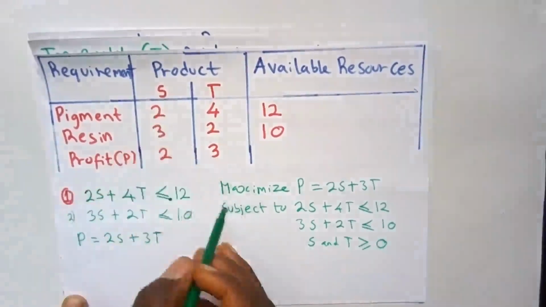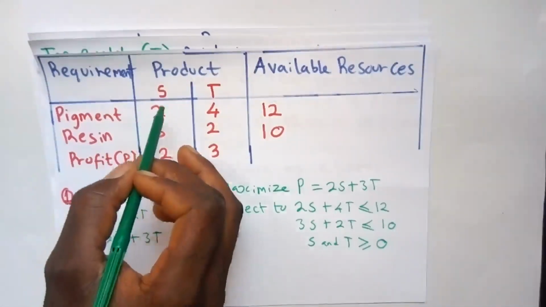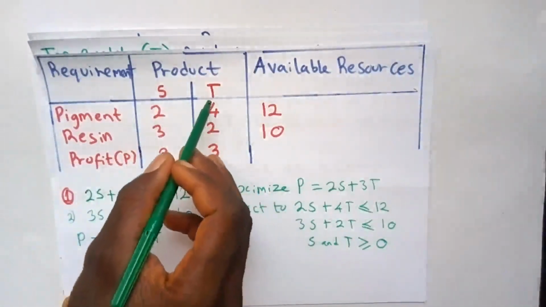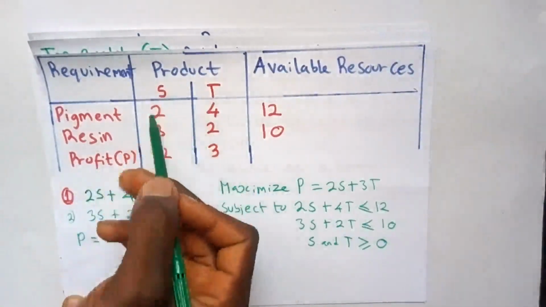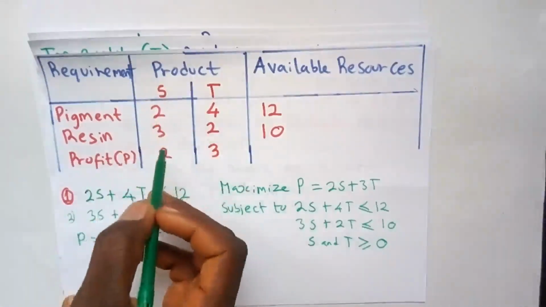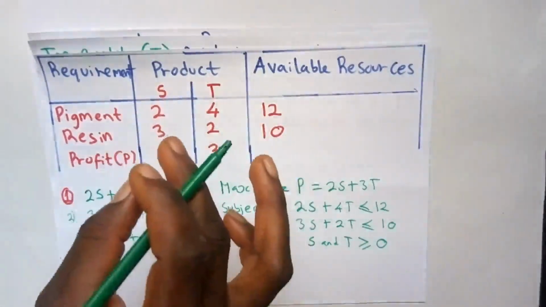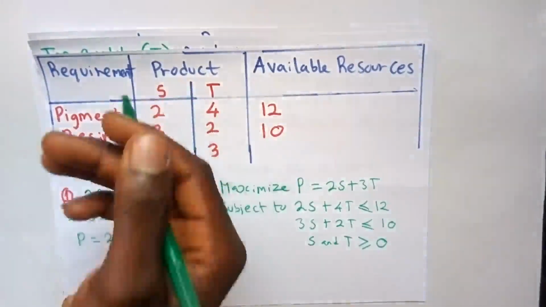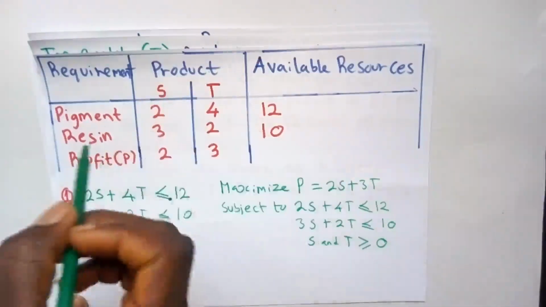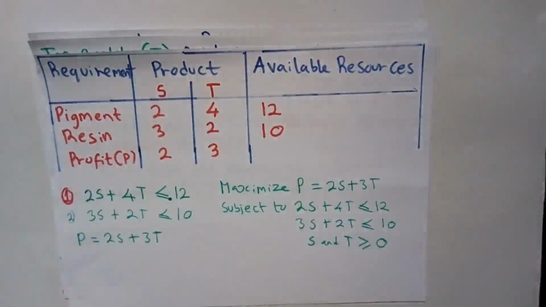S is greater than or equal to 0 because the manufacturer cannot produce a negative number of standard paint, and the manufacturer cannot produce a negative number of top paint. For instance, the manufacturer cannot produce -2 paints of the standard quality paint. No, the manufacturer can produce 0 standard paint. That is, he did not produce any standard paint, or maybe 1 standard paint, 2 standard paint. But the manufacturer cannot produce a negative number of standard paint. The same with top paint.